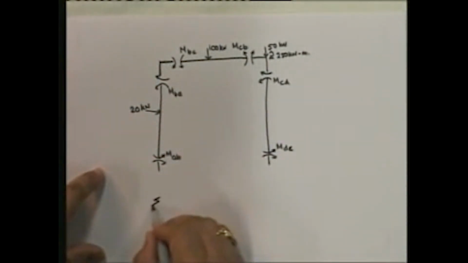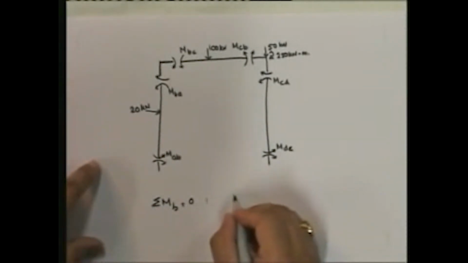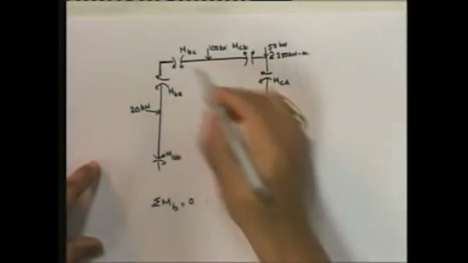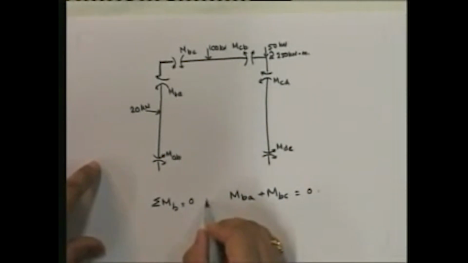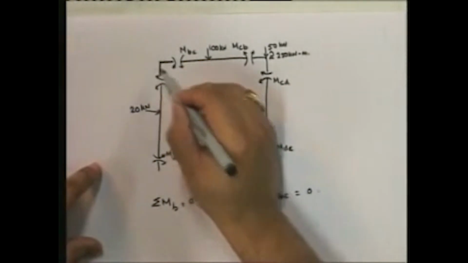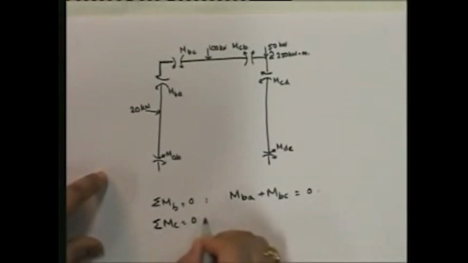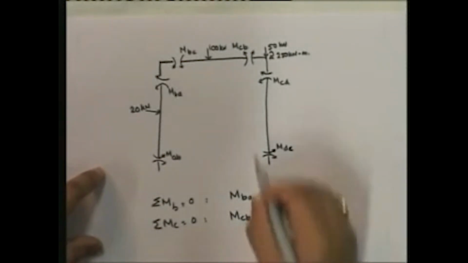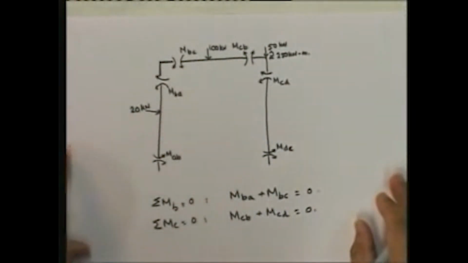So summation of all moments at B equal to 0. If you look at this, this is going to give you that MBA plus MBC is equal to 0. Similarly, note what this moment is. This corresponds to the rotation. This corresponding to this rotation, MC is equal to 0, and that's going to give you that MCB plus MCD is equal to 0. Okay?